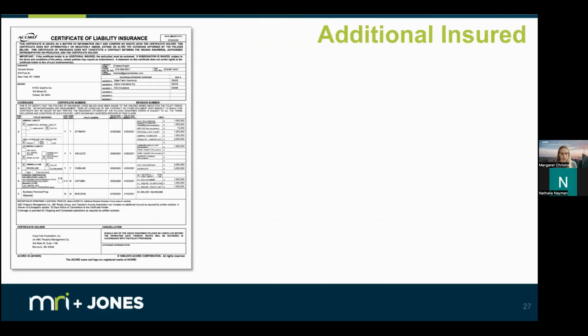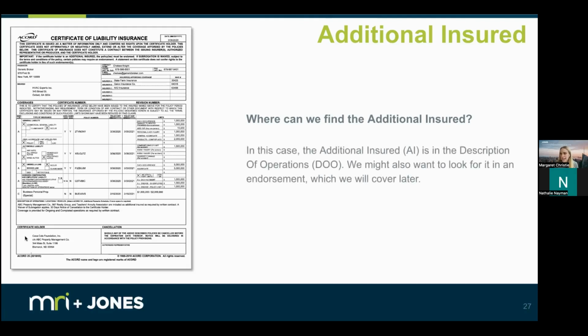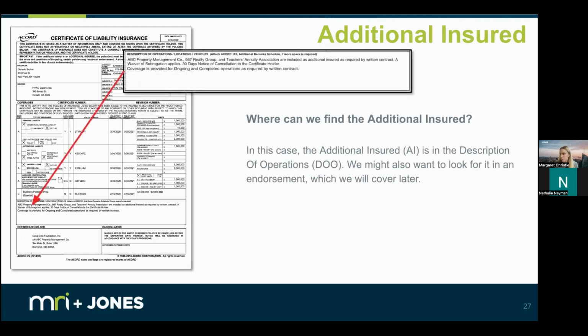Now we're going to talk about the additional insured. This is something that is really important. So this is an entity that you definitely want to make sure is correct on the COI. Earlier, we talked about this entity up here, the insured. This is going to be who is covered by the policies on the COI. We've also talked about the certificate holder. Again, this is who receives the mail. There's no insurance coverage involved. Now we're going to talk about the additional insured. In this case, we're going to find it in our description of operations box, or we may find it on an endorsement, which we will cover later.